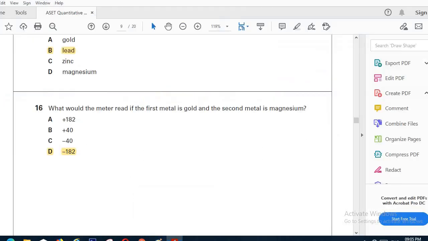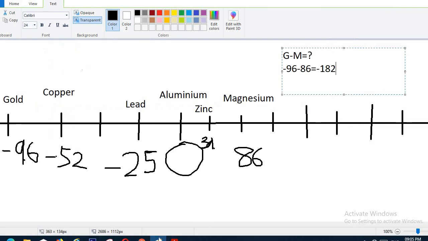So this is what I was desperately wanting to tell you about this, the problem solving with the help of number line.